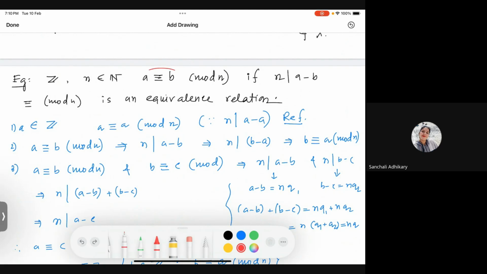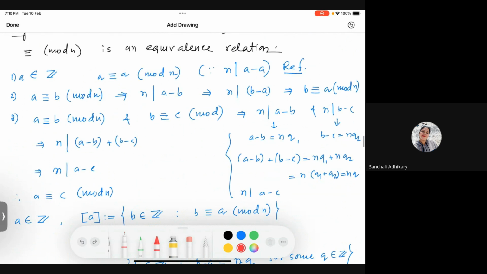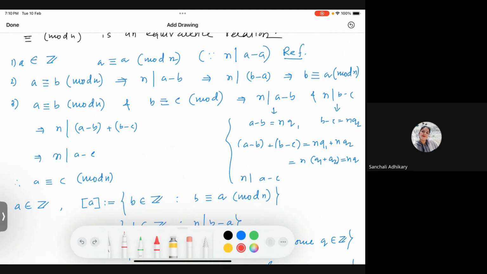A is related to B if N divides A minus B. So observe, does it satisfy all three conditions? Is it reflexive? Yes, A minus A is 0, and N divides 0. So this is reflexive.